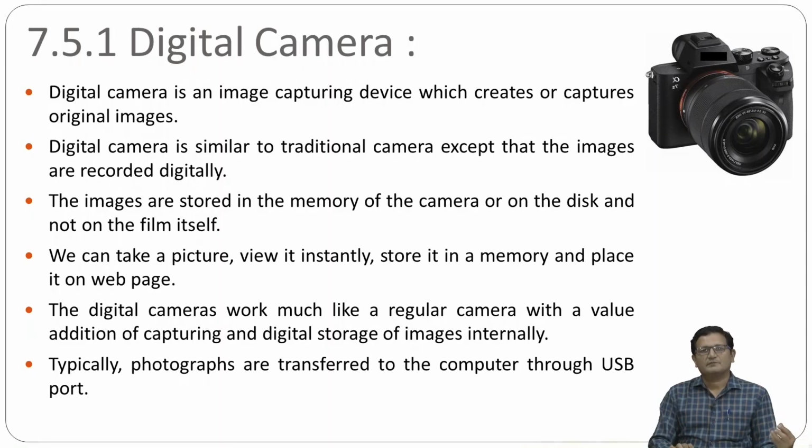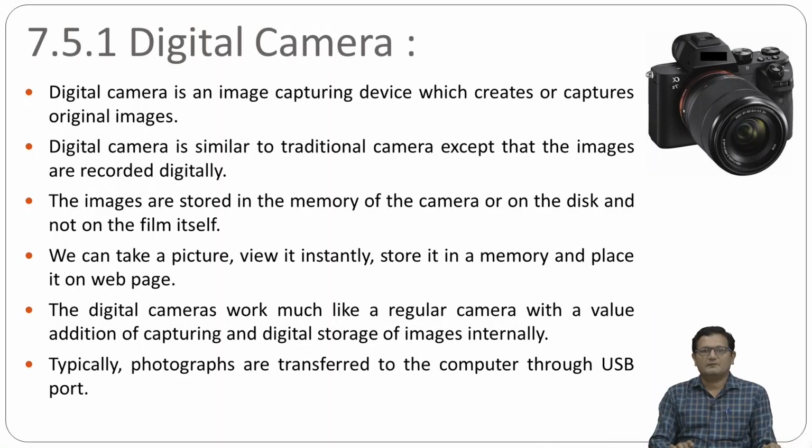Along with that, there are several storage devices, right? Let's suppose you talk about a pen drive or a hard disk, on that you can store this type of image in digital form. Okay, the images are stored in the memory of the camera or on the disk, right? So we have already discussed this thing. We can take a picture and view it instantly. So whenever you click the camera button, whatever image is there will be stored in the form of memory, right? So in the memory, that particular image binary will be captured.